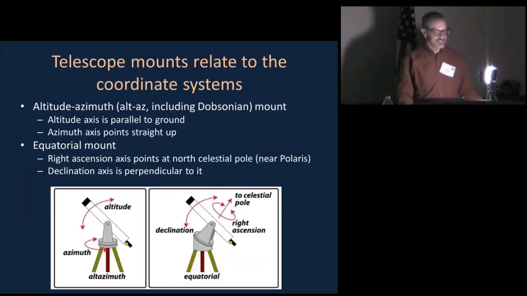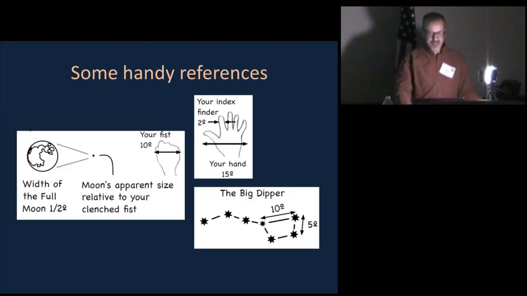So the moon and the sun are at half a degree. Yeah, I think that was another one too. Go back. Okay. Yeah, the width of the full moon is half a degree right there. Yep. There it is.